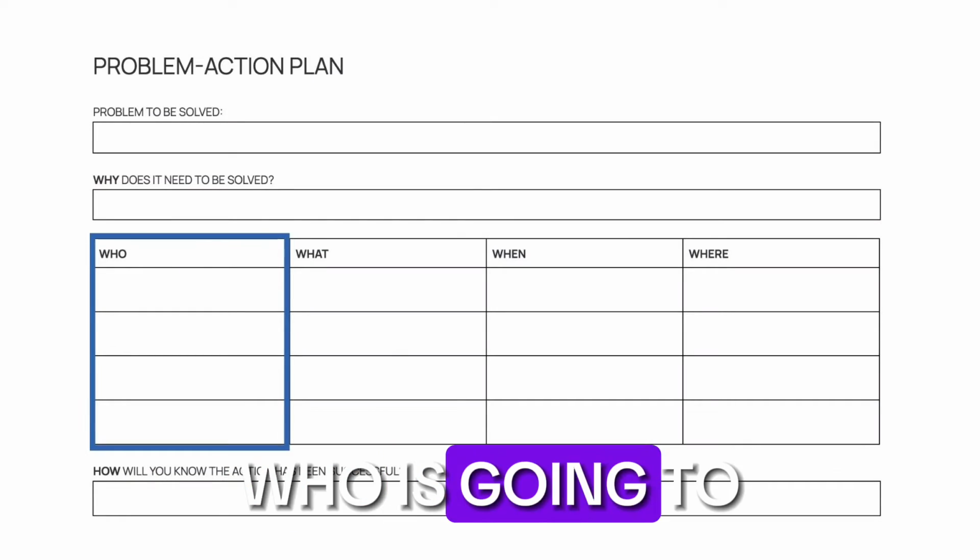So why does it need to be solved is you defining the business case or the impact that this problem is having, not only on you, but on the wider team or the company or your customers or whoever it is that's impacted. And this is our motivation for actually getting it solved. Once we know what the problem is and why it's important to be solved, we want to look at the steps to solving it. And it's very rare that you would do everything on your own. There's nearly always a case where you need some support or information from somebody else or sign off from somebody else. So in the template, the next section is who is going to help you.